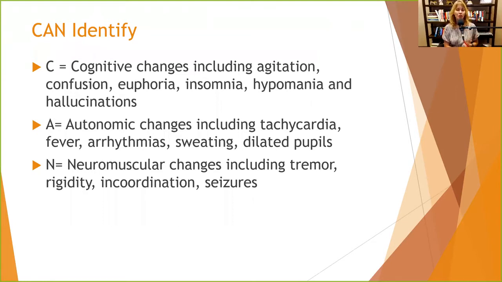N stands for neuromuscular changes, including tremor, rigidity, incoordination, and seizures. Obviously, if our patients are having a seizure, we're going to be calling 911. But if we notice that somebody's uncoordinated, they may have a tremor, do we want to assume that they are intoxicated? No. We want to do our best to try to figure out what's going on and not just go, well, come back to group when you're sober. That doesn't work. So cognitive, autonomic, and neuromuscular changes. These are the things that we need to be on the lookout for and help our clients understand.